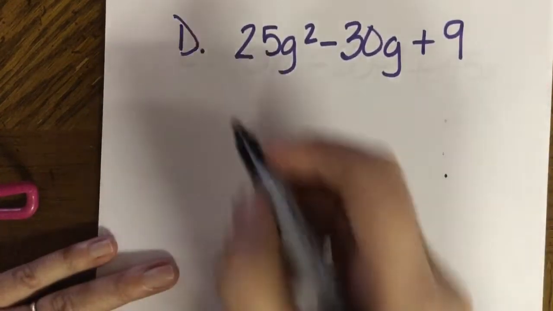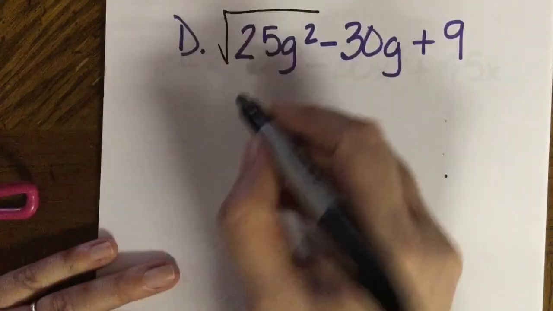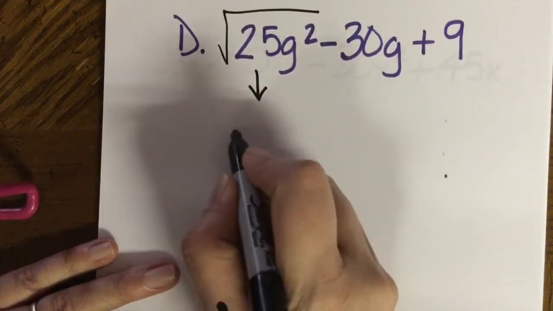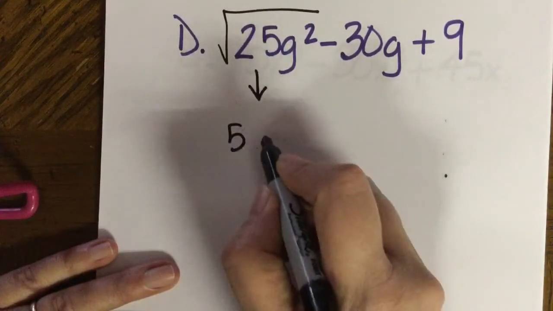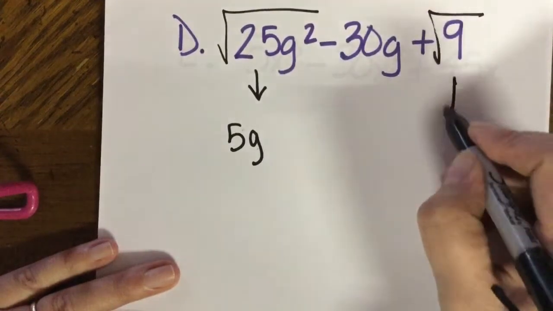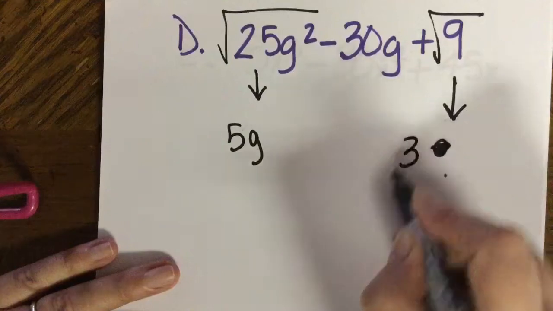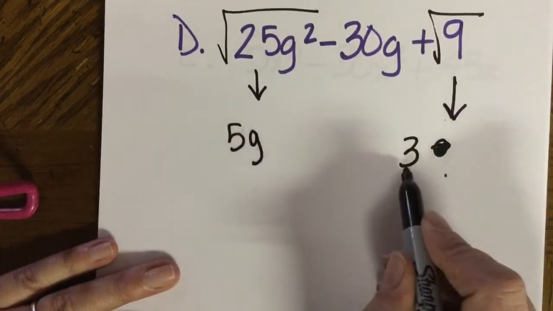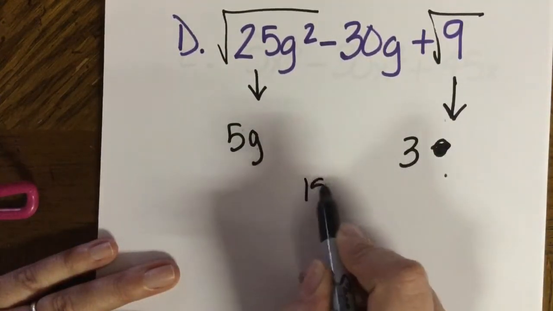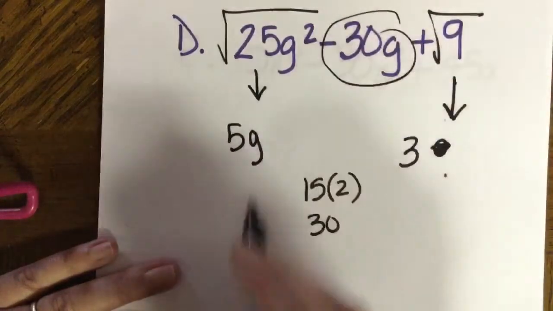Example D, is 25g squared a perfect square? Well, 25 is a perfect square. The square root of 25 is 5. The square root of g squared is g. We know that 9 is a perfect square. The square root of 9 is 3. Let's check it. 5 times 3 is 15, times 2 is 30. So it follows our pattern.